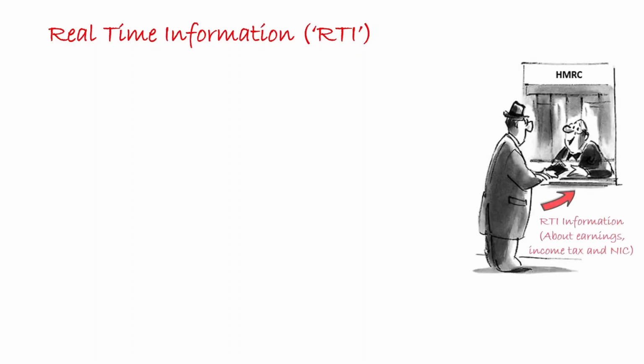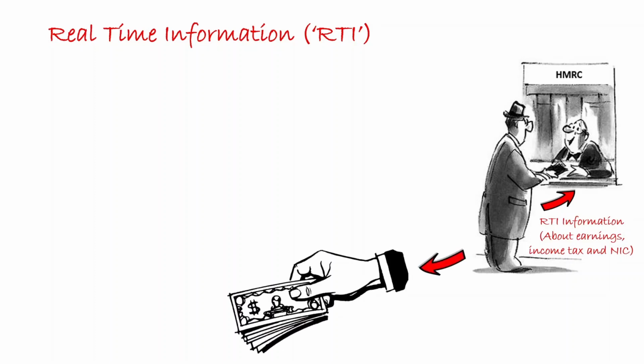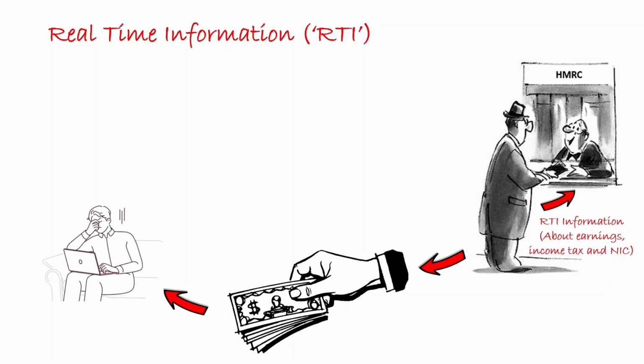Employers deducting PAYE have to submit RTI electronically to HMRC, giving details of earnings, income tax, and NIC. This information has to be submitted in real time. It means that the information must be submitted when the employees are paid. If the employer fails to submit the RTI return, then HMRC imposes a penalty for the same.